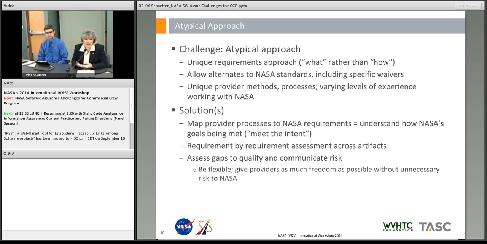The alternates that were allowed to NASA standards, again, no methodology for that. We asked the program, we said, great, we can do this. Do you have any guidance? Do you have any ideas about how this is to be done? And essentially they said no. So we had to come up with something brand new.